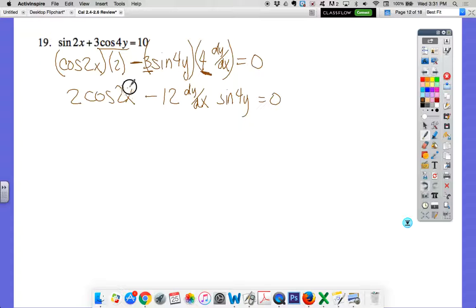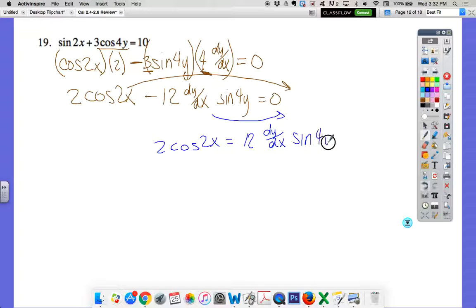So this term needs to go over. And it doesn't really matter, quite honestly, when I look at it, the term that's negative would be the smarter one to move. So let's not move that one, let's move the one that's negative. So we've got 2 cosine 2x equals 12 dy over dx sine 4y. Now divide by the stuff you don't want. You don't want the 12, and you don't want the sine 4y. So all that goes away. Do it again. Make it balanced.